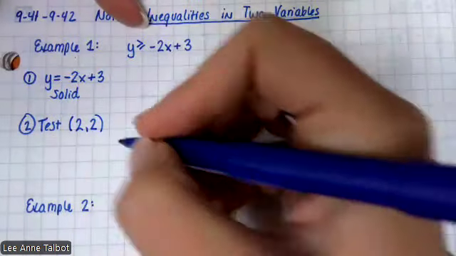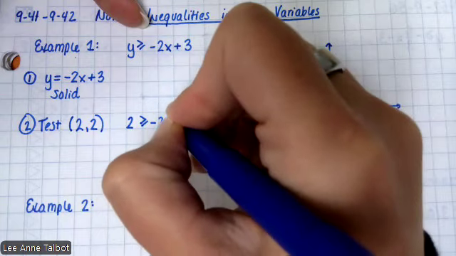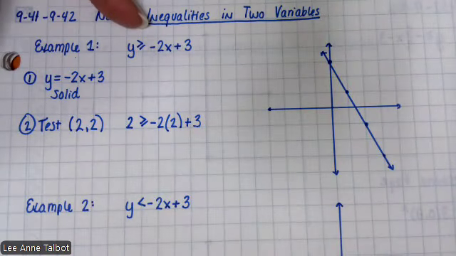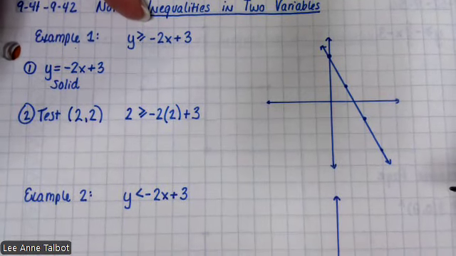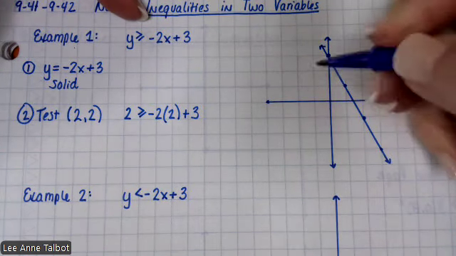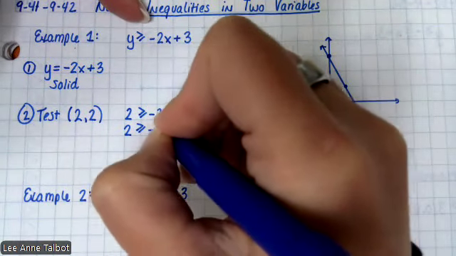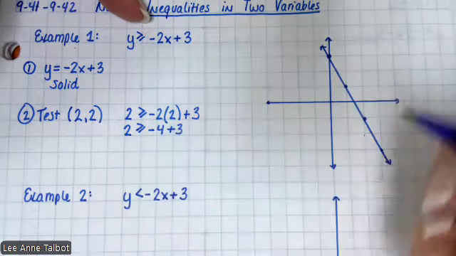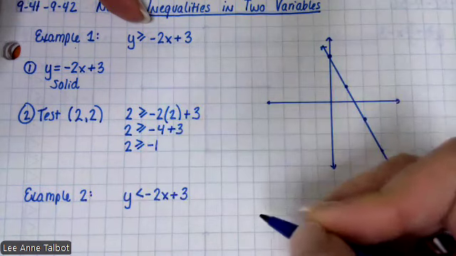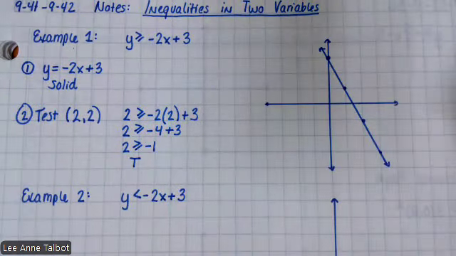Okay, so we go back to the original. 2 is greater than or equal to negative 2 times 2 plus 3. Mike? I was going to pick 3, 3, but that's fine. Go ahead, you can pick anything as long as it's not on the line. 2 is greater than or equal to negative 4 plus 3. 2 is greater than or equal to negative 1, which is true.